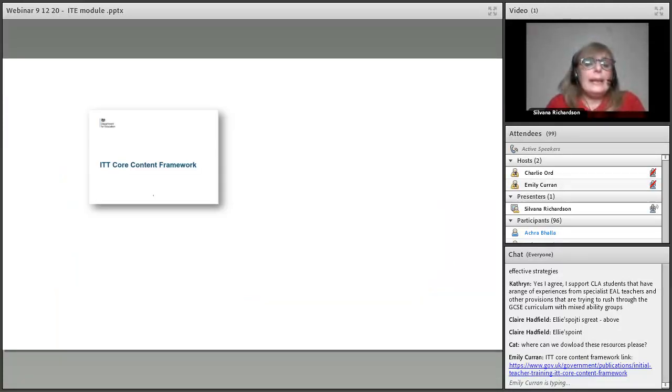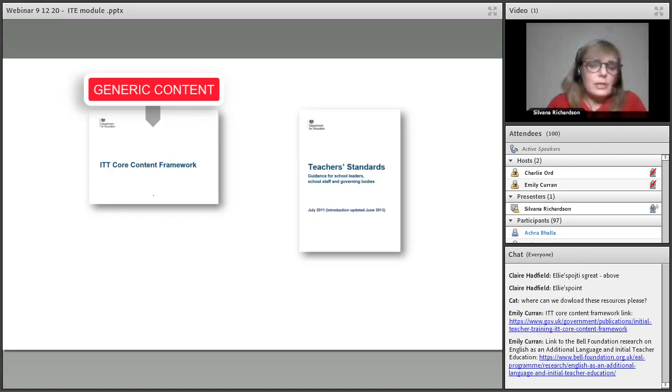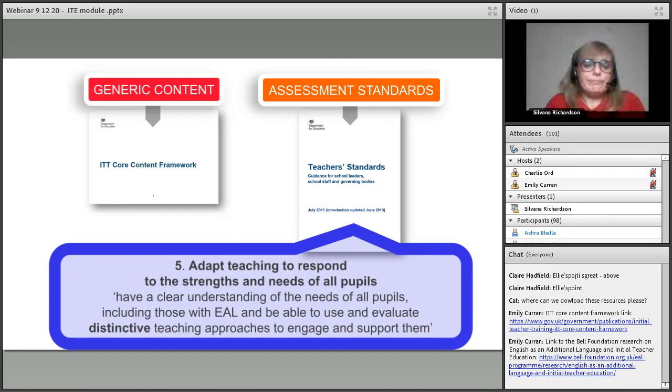Another point to be made here is that, as I said, on the one hand, we've got the ITT core content framework statements and descriptors which outline generic content, and on the other hand, as I mentioned before, the teacher standards remain the assessment criteria. I'm sure you know this very well; if I tested you, you would be able to recite all the statements by heart. In section 5, which is about adapting teaching to respond to the strengths and needs of all pupils, it says, have a clear understanding of the needs of all pupils, including those with EAL, and more importantly, listen to this, be able to use and evaluate distinctive teaching approaches to engage and support them.